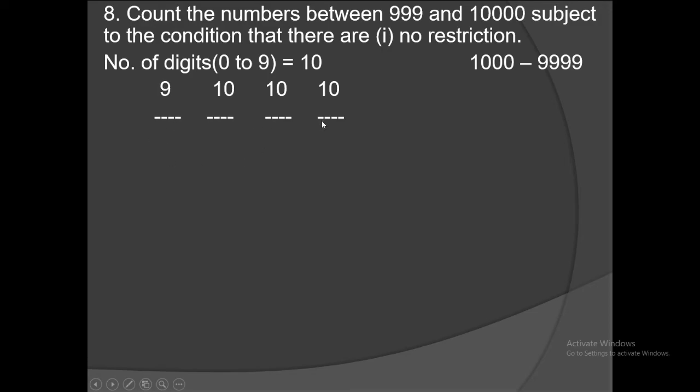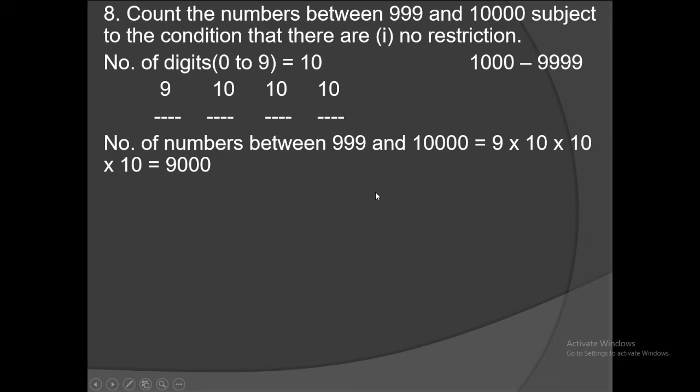And in the remaining places you can take 0 to 9. So 10, here also 10, here also 10. So totally 9 into 10 into 10 into 10, which is 9,000. So the number of numbers between 999 and 10,000 is equal to 9,000 with no restriction. Secondly, no digits repeated.